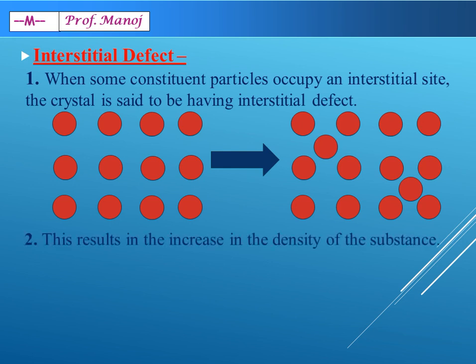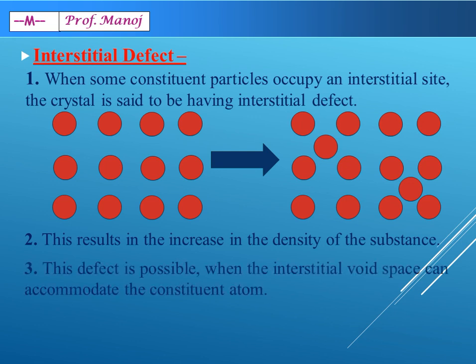So this will result in an increase in the density. This defect is possible when the interstitial void can accommodate the constituent atom. So we must have a slightly larger size of the void, only then such a shift is possible.